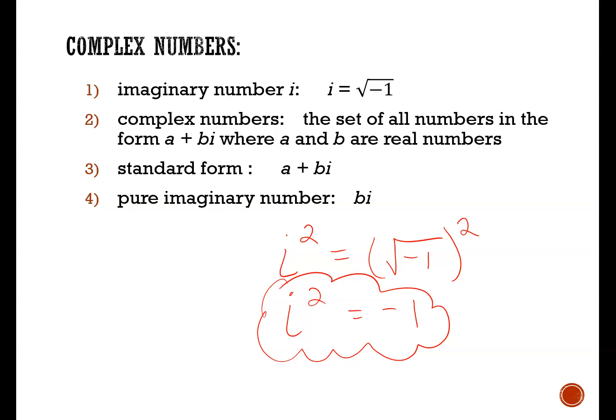So for example, if I had the number 4 plus 5i, it would need to be in that order to be in standard form. We do not want to write it as 5i plus 4. That would not be standard form. If we have a number where the a is 0, so maybe we only have just 5i, that is called a pure imaginary number.